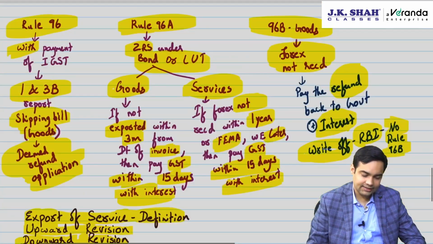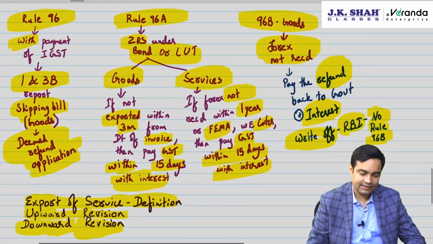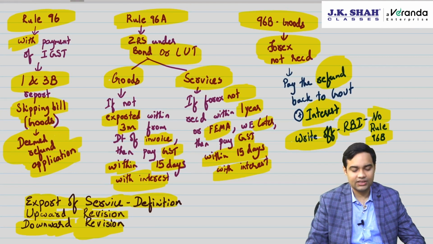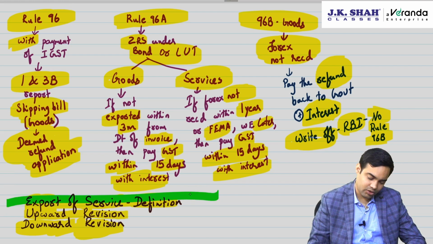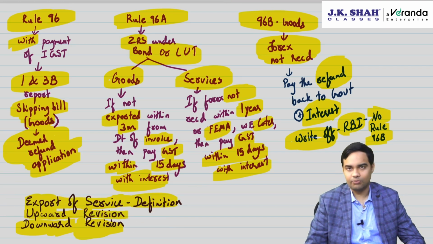Then rule 96, 96A, 96B. 96 is with payment of GST, 96A under bond or LUT, 96B forex. Forex not received for goods, you'll have to pay back the refund. Export of service, very important definition. Upward revision, important provision. Downward revision, you'll have to pay back.